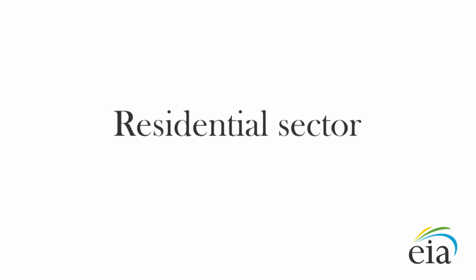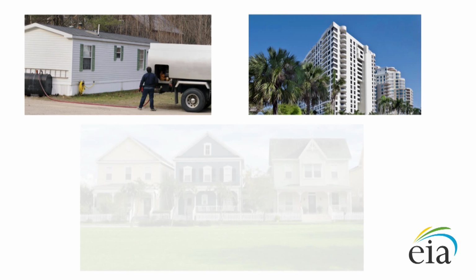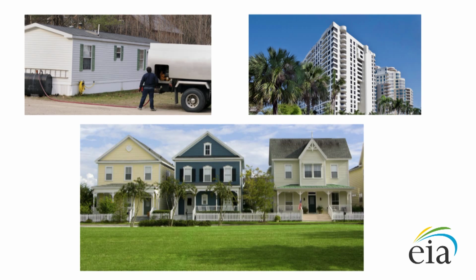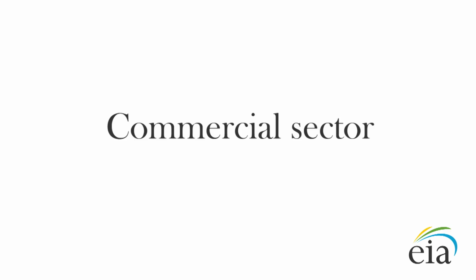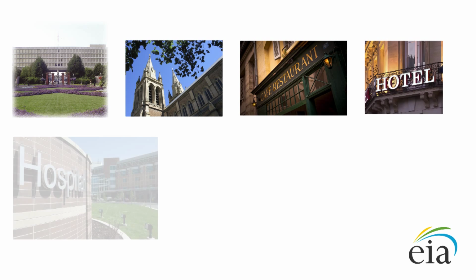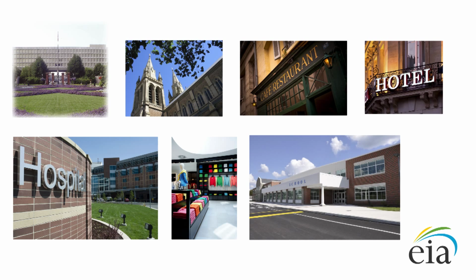Residential sector. The residential sector is defined as living quarters for private households. This includes mobile homes, apartment buildings, and single and multifamily dwellings. This sector does not include institutional living quarters. Commercial sector. The commercial sector is defined as facilities or businesses that provide a service. This includes local, state, and federal government facilities, places of worship, restaurants, hotels, hospitals, retail stores, and schools. This sector also includes institutional living quarters, such as a military base.